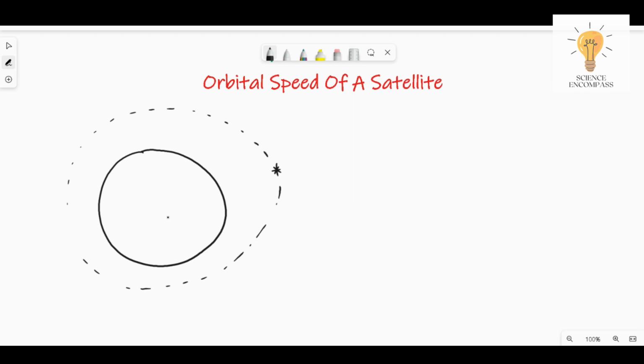A centripetal force acts upon that satellite. What is that force called? It's called the centripetal force. Okay, that acts upon that satellite.